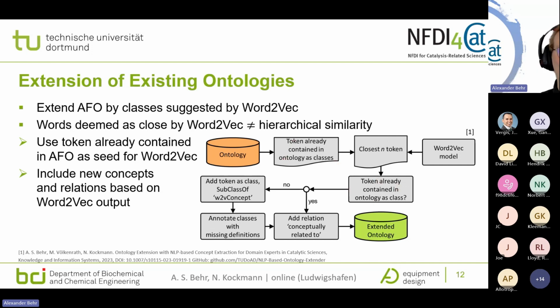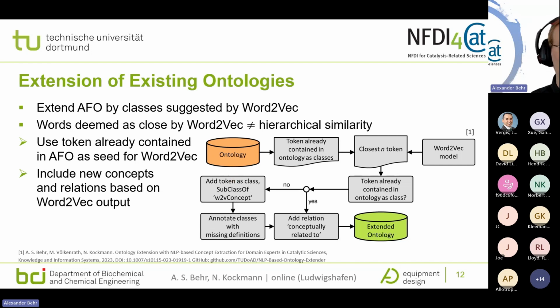And if this token was already contained in the ontology as a class, then we would add the relation that these two classes would have some conceptual relation. And if they were not contained, then we would add the token as a new class with a subclass-of relationship to a newly introduced class, Word2Vec concept, because we didn't want to interfere in an automated way with the semantics that are already implied in the Allotrope Foundation ontology.